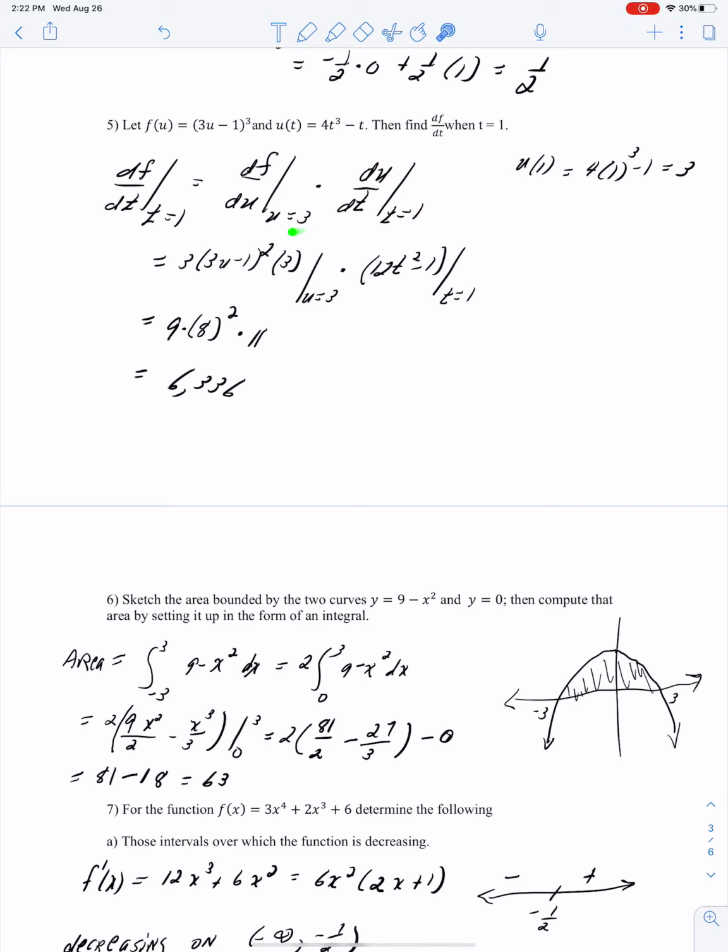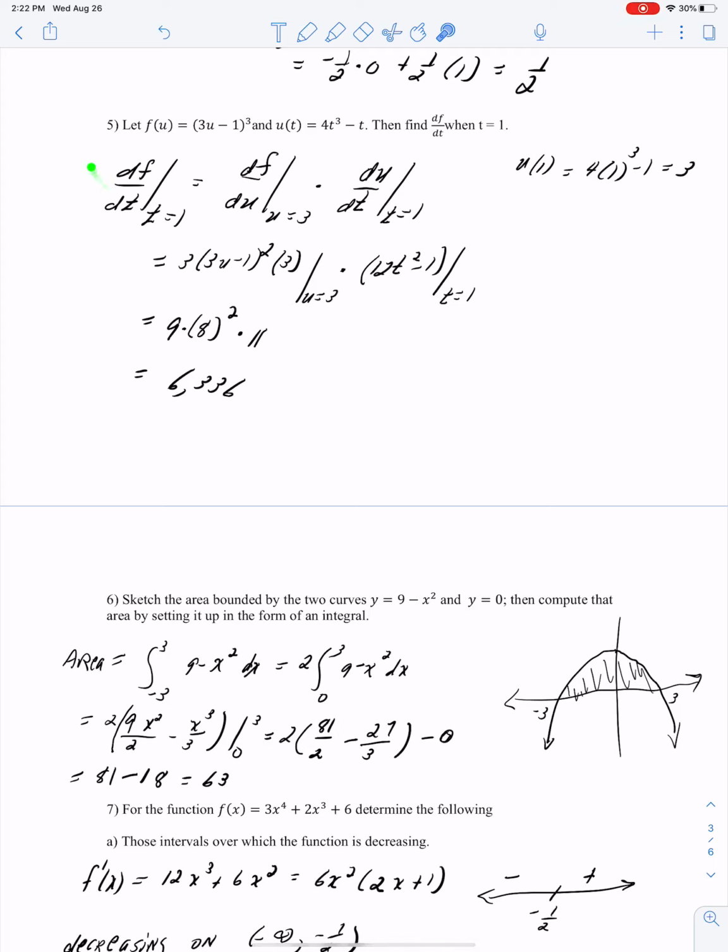So how do I figure out this value right here? Well, u is 4t cubed minus t. So u of 1 is 4 times 1 cubed minus 1, right? Plugging in 1 for t. And that gives me 4 minus 1, or 3. That's how I get u equal to 3. That's what I need to plug in, right?